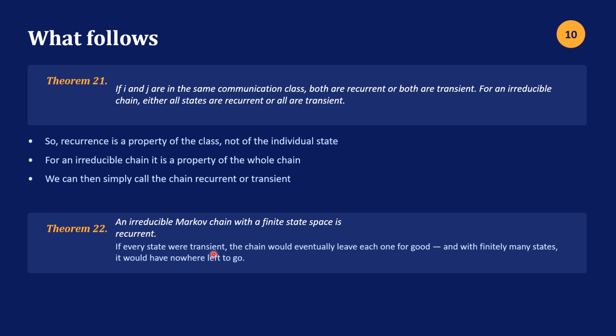If every state were transient, then the chain would eventually leave each one for good, and with finitely many states, it would have nowhere to go. So this may seem intuitive also, right? If it's irreducible and you can't get out of that chain, and you only have a finite number of places to go, you're going to hit all of them. If you run indefinitely, you're going to hit all the states an infinite number of times, and so the chain is recurrent.